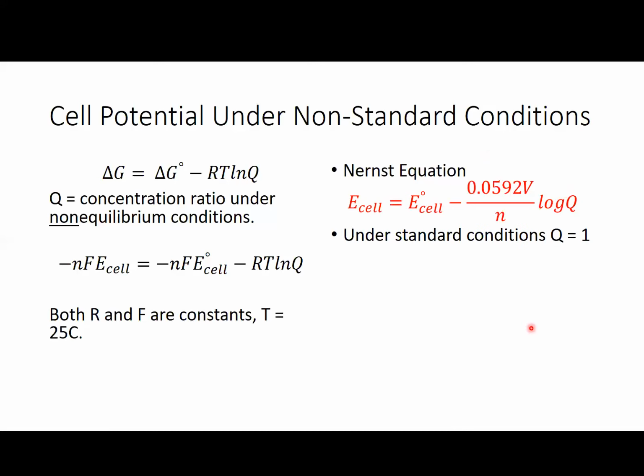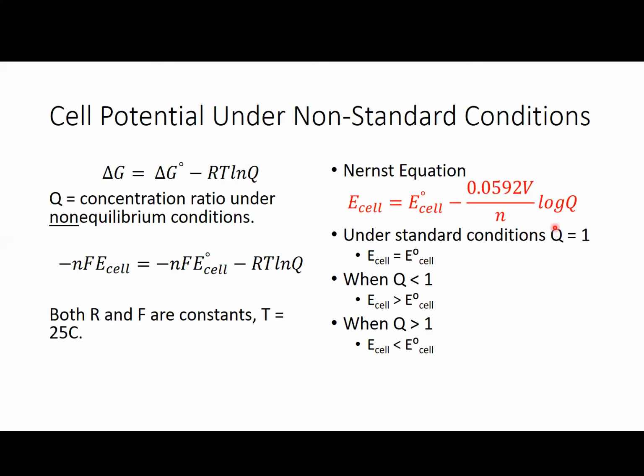So under standard conditions, Q is equal to 1. Ecell is equal to E0 cell. When Q is less than 1, Ecell is greater than E0 cell. When Q is greater than 1, Ecell is less than E0 cell.